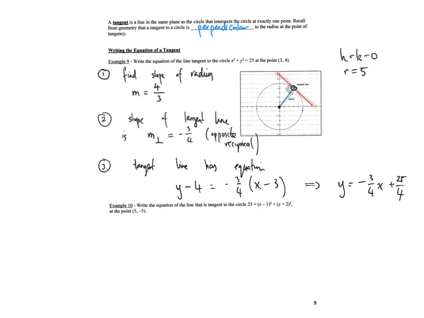Example 10 here unfolds in a very similar way. You just need to extract the centre. So h is 1, k is negative 2, r is 5. The issue now is that when we try to find the slope of the radius, we need to do a little more work. Our centre is at 1, negative 2. So there's our centre. We want to find the tangent at the point 5, negative 5. That's down here.